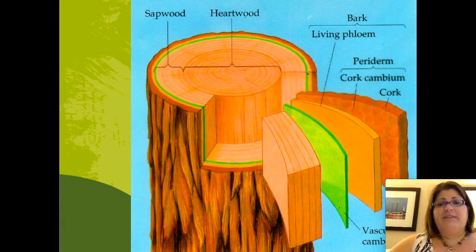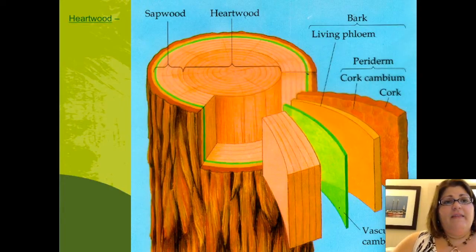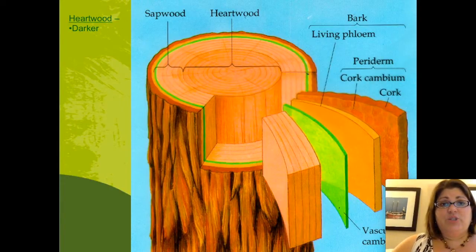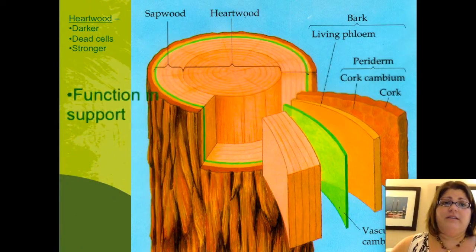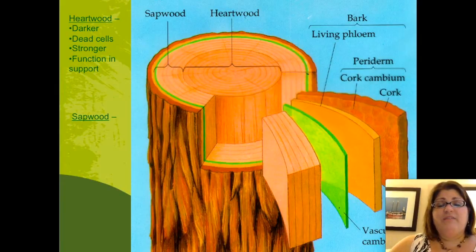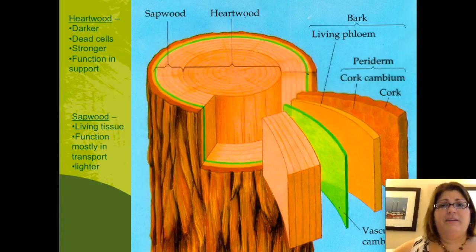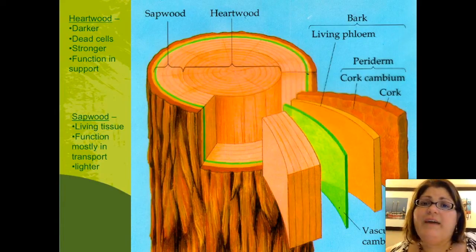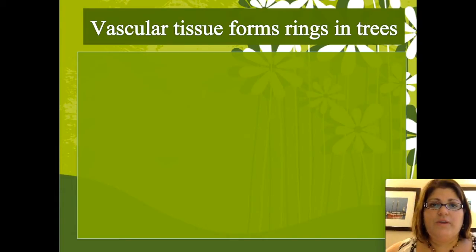We get then different layers of the plant. The heartwood is typically darker, and it's mostly dead cells. However, it's also mostly stronger cells, and its job is pretty much entirely support. The sapwood is the living tissue. It's towards the outside, and a couple of slides ago it was that pinky red shade, and it functions mostly in transport. As I mentioned, it's from the growth from the vascular cambium that we get rings in trees.